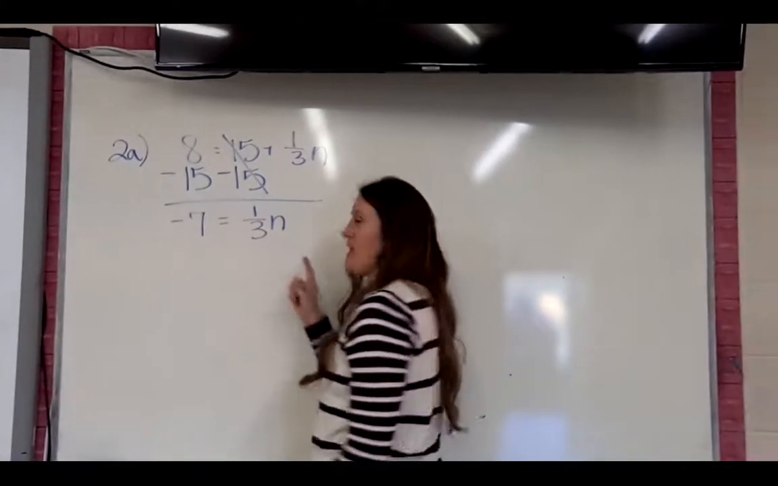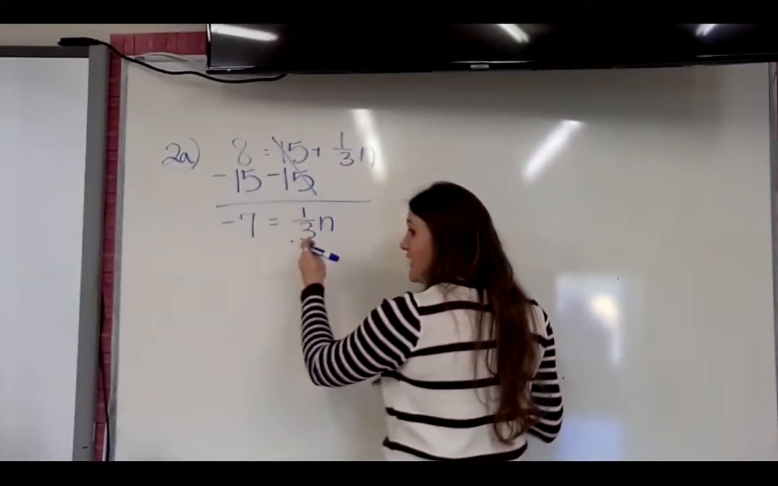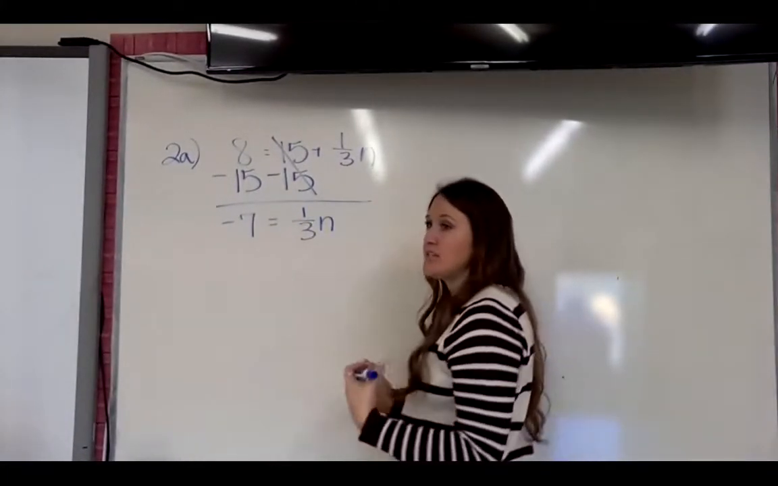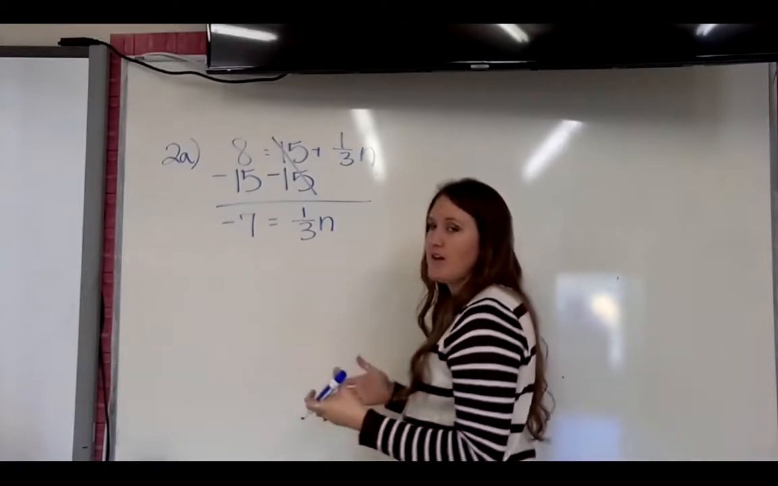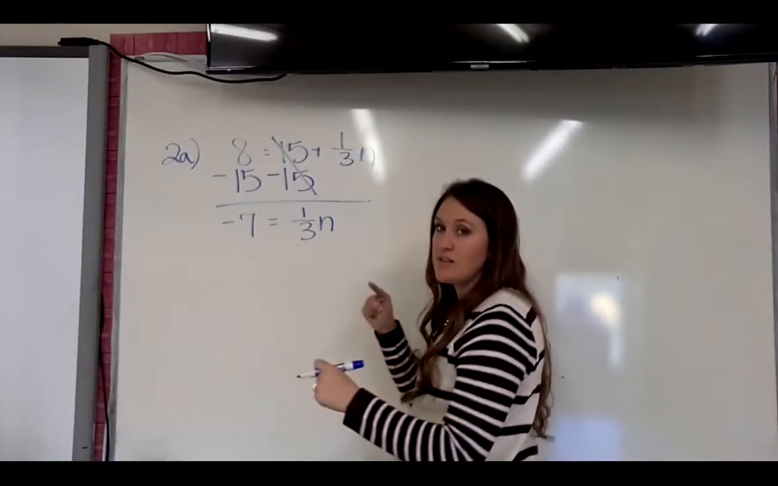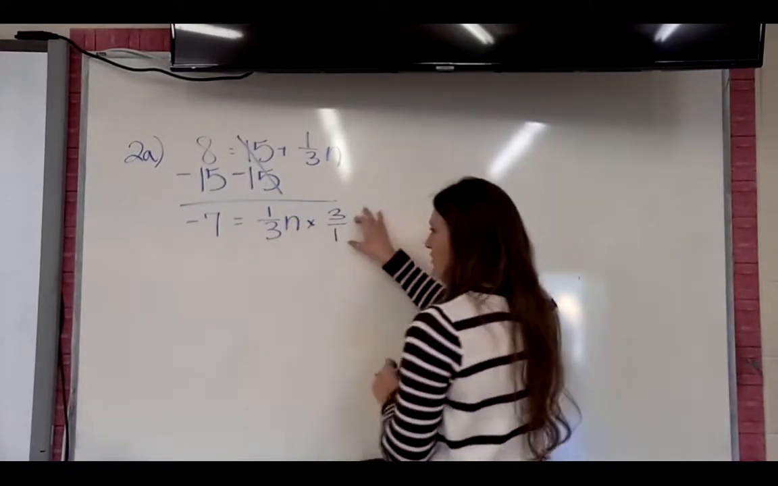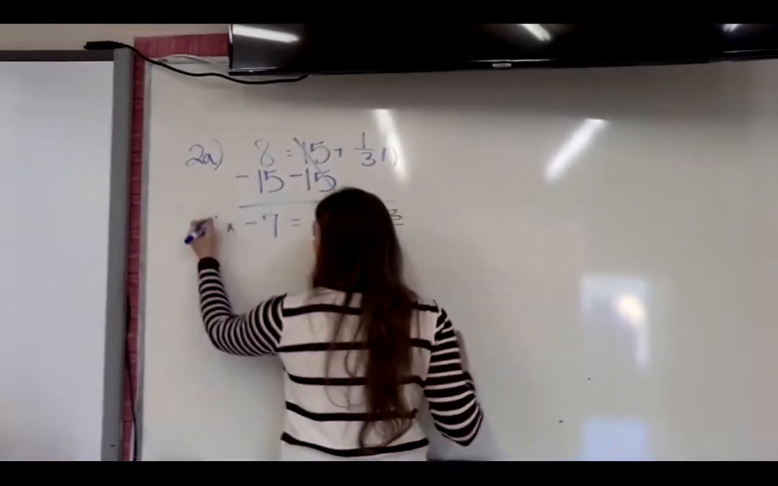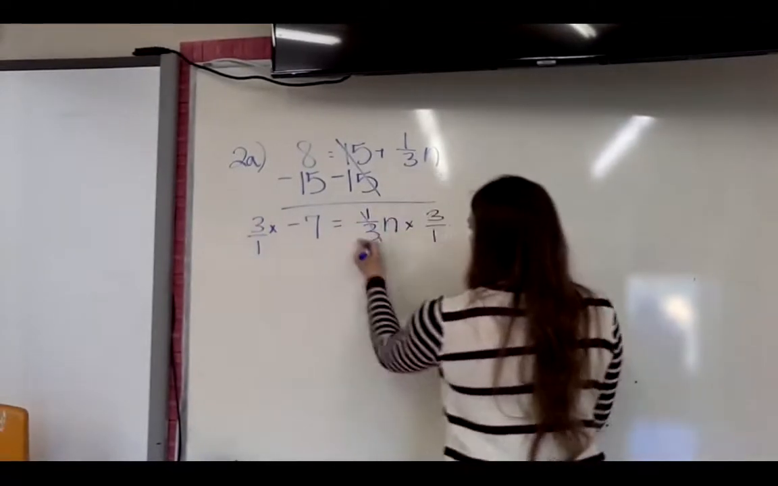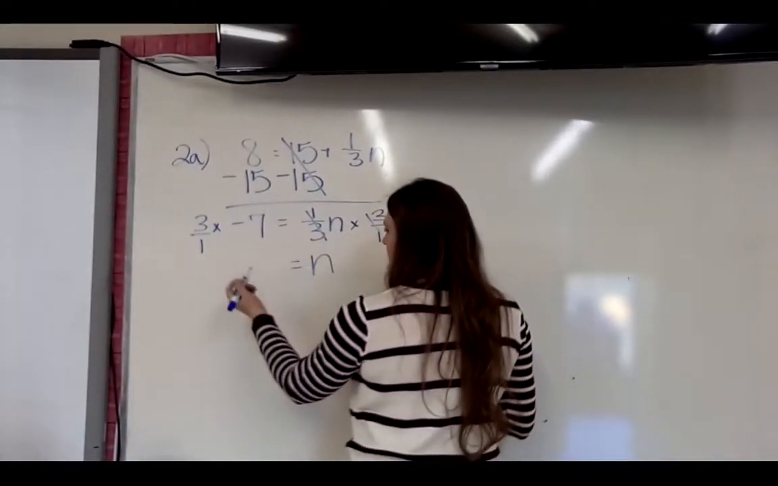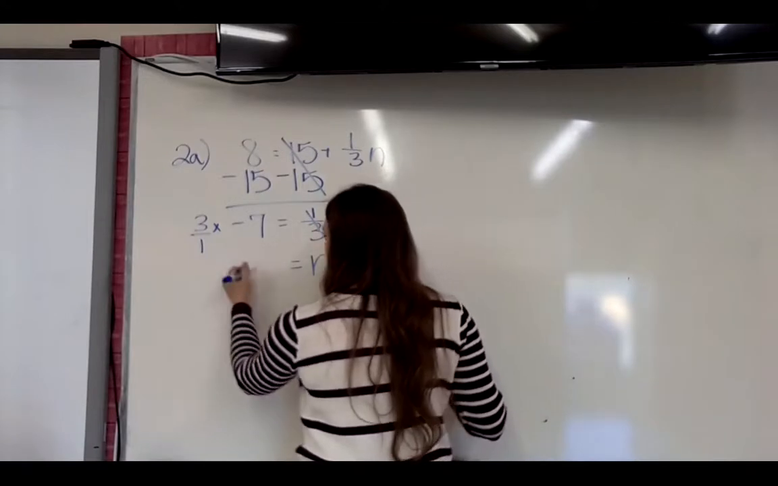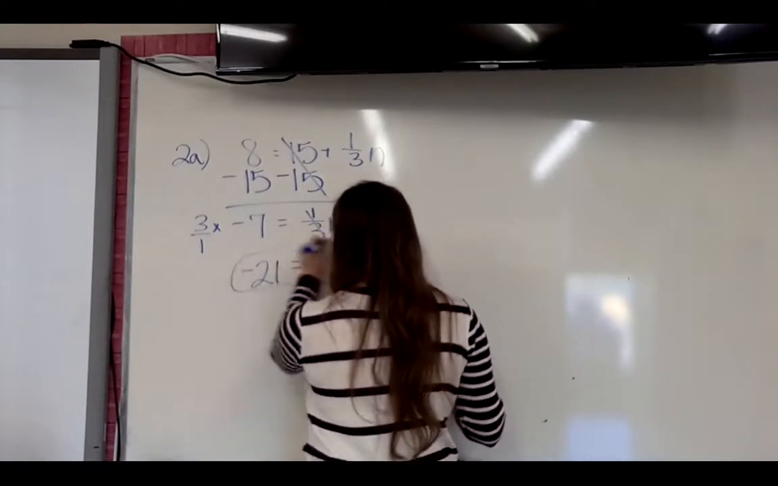It is being multiplied, which means we would divide, but it's a fraction. If you remember, we've done this quite a few times. You cannot divide a fraction by a fraction. You have to flip it and multiply. So we're going to multiply both sides of the equal sign by 3/1, which is the same thing as just 3. So it cancels over here. And I have 3 times -7, which is -21.